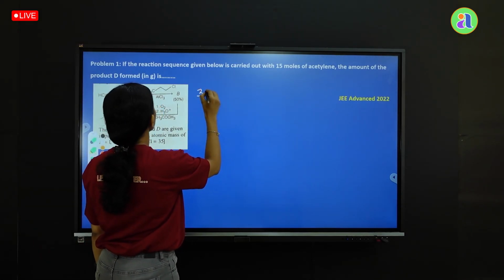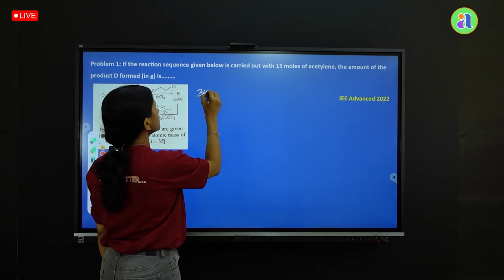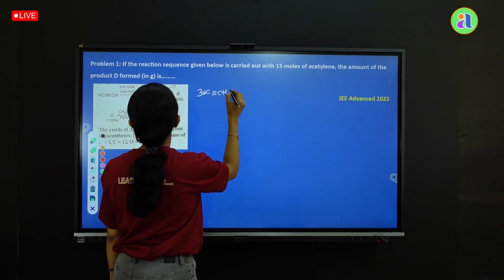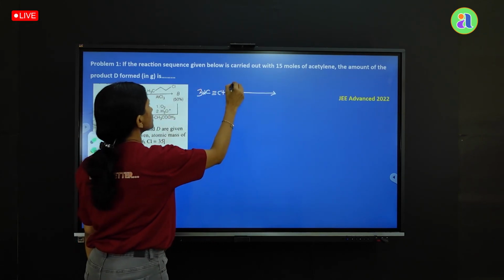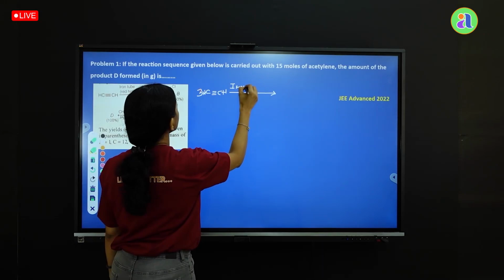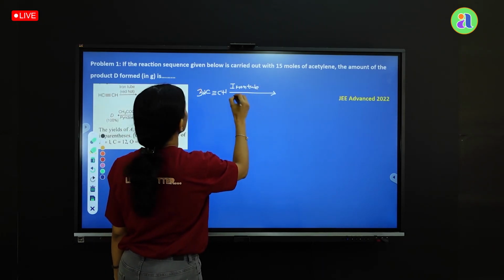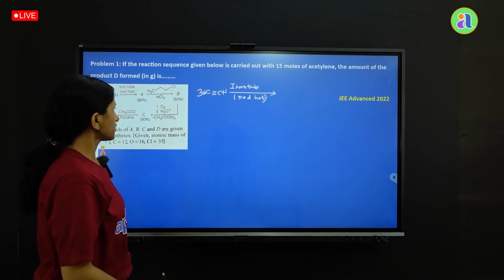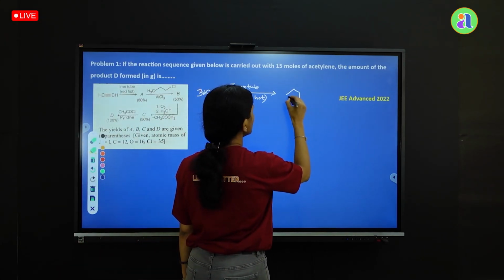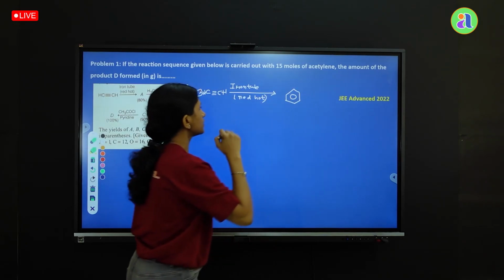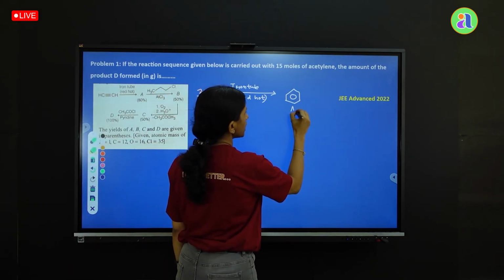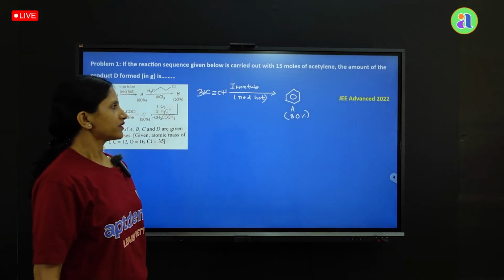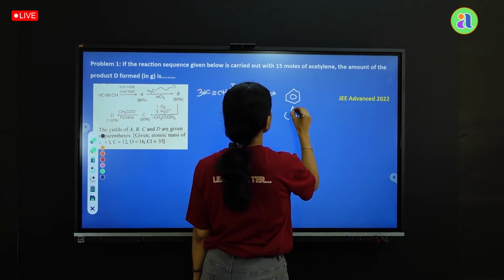So 3 moles of acetylene is undergoing reaction in presence of an iron tube in red hot condition, right, to give you the product A. So you can get from here this product, which is nothing but benzene. So this is our A, which is formed 80%. So from acetylene, 80% of A is formed, that is benzene is formed.